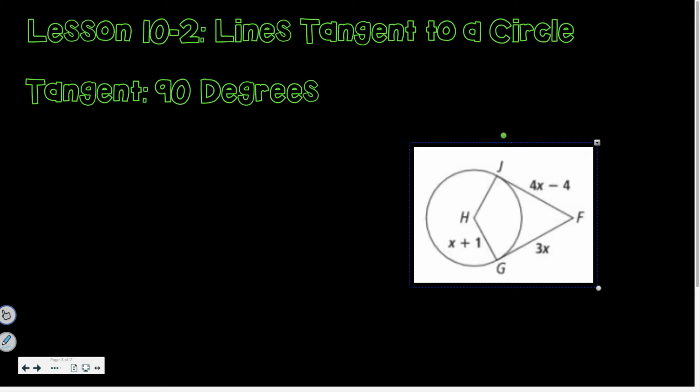The other thing you need to remember with tangent lines is if you have two lines that are tangent to a circle that meet at the same point outside of the circle, so in this case that's point F, that means those two lines are equal to each other.